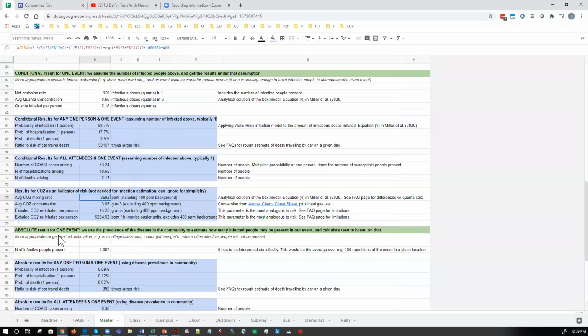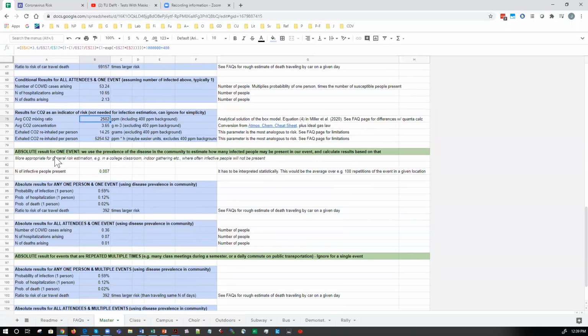My colleagues are suggesting 600 to 800 is safer, and definitely had the ventilation been able to keep the CO2 at 600 to 800, they would have had many fewer infections. Okay? And now we have the absolute result.